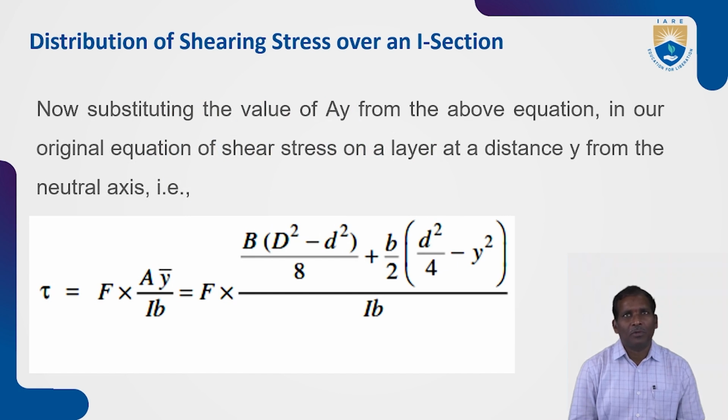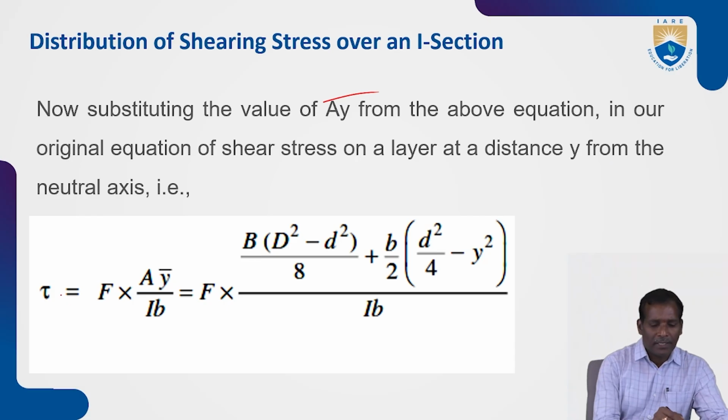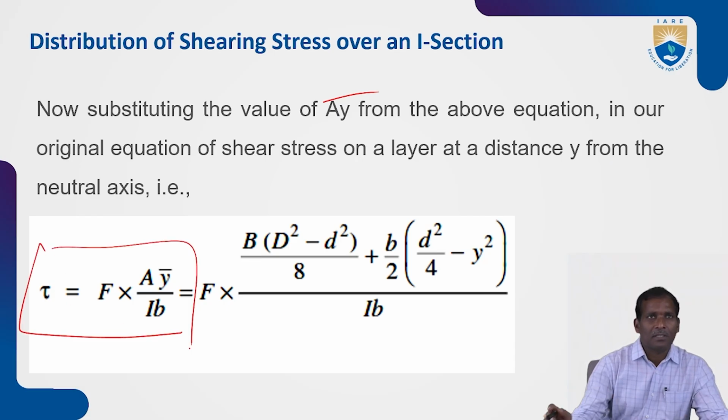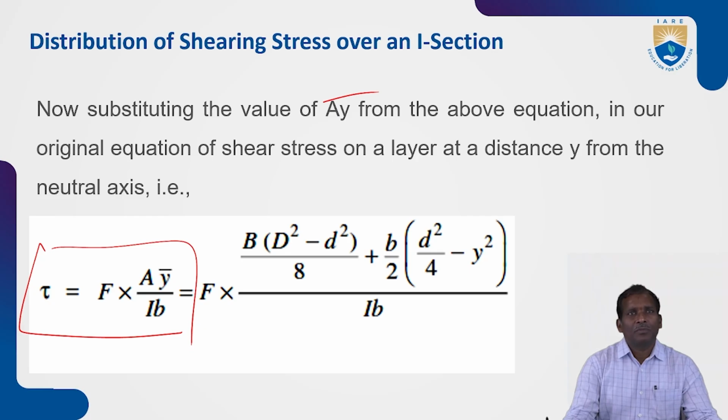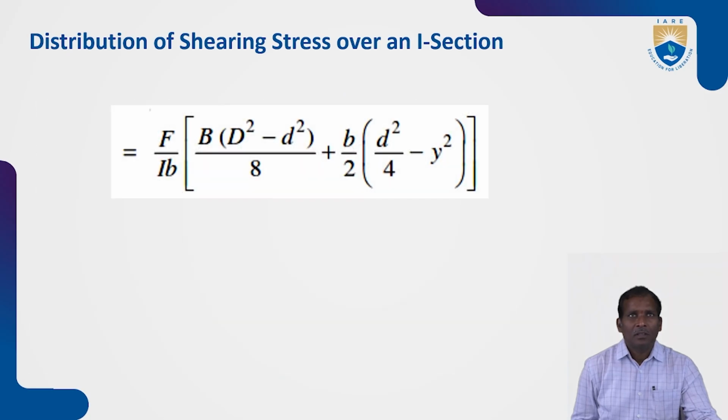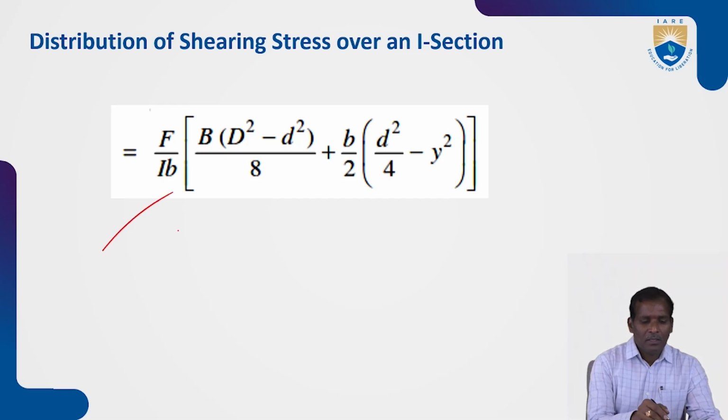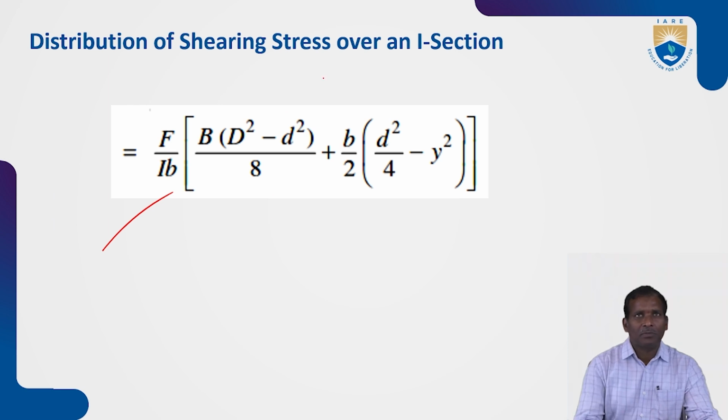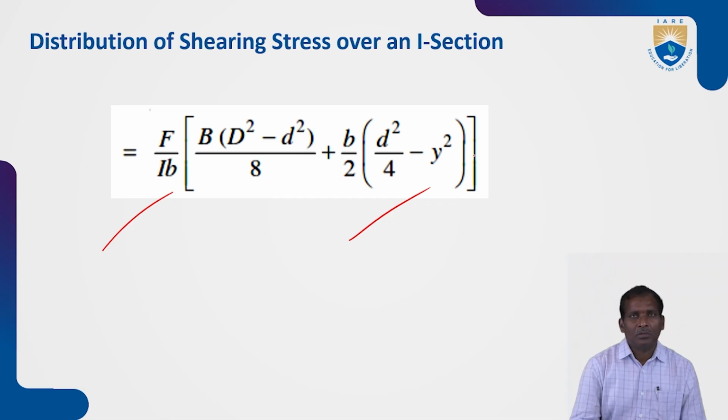Now substituting the value of A y bar from the above equation in our original equation, you will get the shear stress. The original equation is shear stress equal to force into A y bar by I b. So now, F by I b into B into capital D square minus small d square by 8 plus b by 2 into small d square by 4 minus y square.